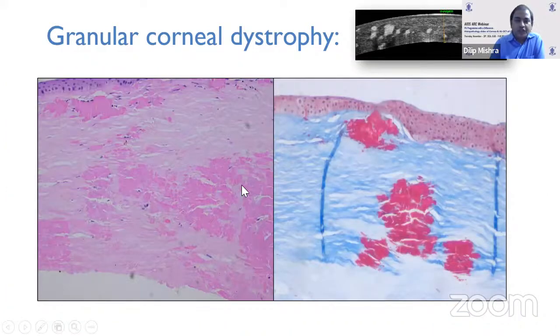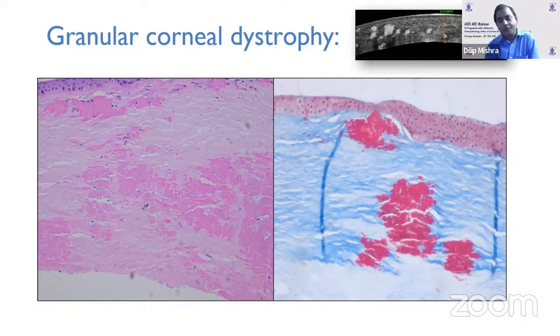On histopathology, you can see that the corneal stroma has patch-like structures, which are amorphous eosinophilic structures. And on the right side, this is the Masson's trichrome stain. Masson trichrome stain is mainly used to label fibrosis in tissue like connective tissue. But in corneal dystrophy, in granular dystrophy, they give a brilliant red or brick red color. So this brilliant or brick red color confirms this is corneal granular dystrophy.